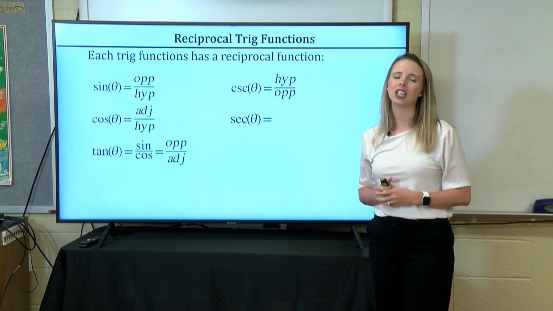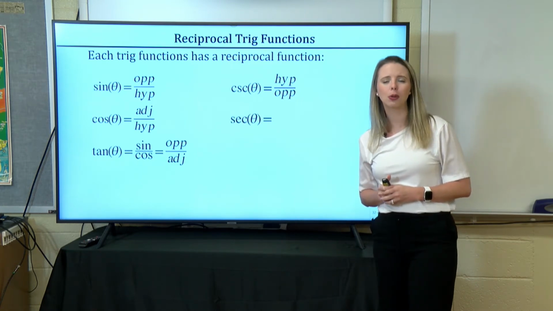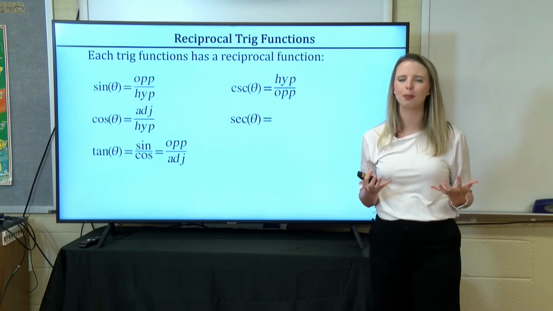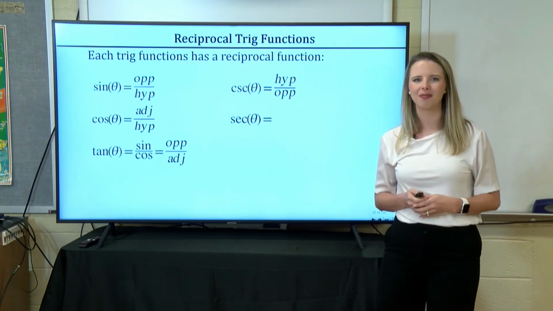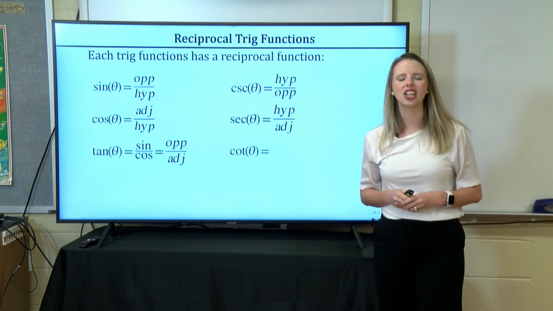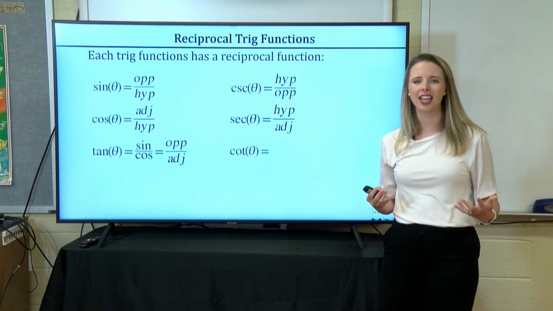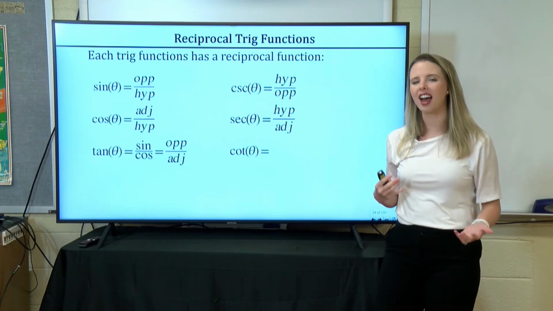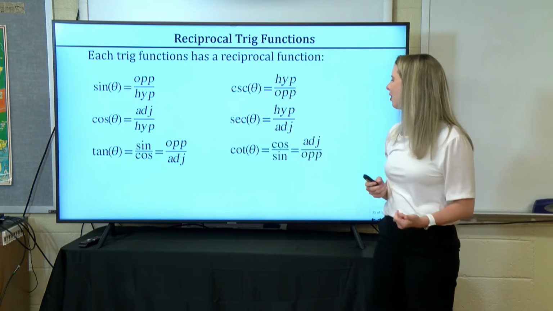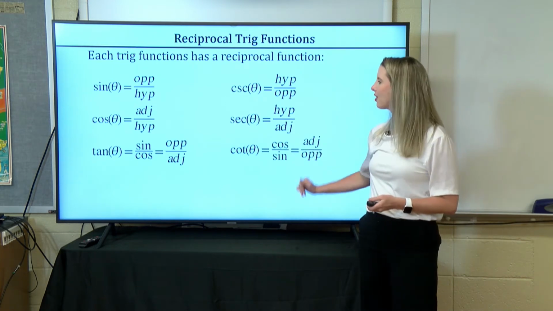Cosine has a function called secant, a reciprocal function. Okay, so once again, using our understanding of reciprocal, how are we going to define secant? Hypotenuse over adjacent. And lastly, tangent has a reciprocal function known as cotangent. So how are we going to define cotangent? Adjacent over opposite, right? Or cosine over sine.